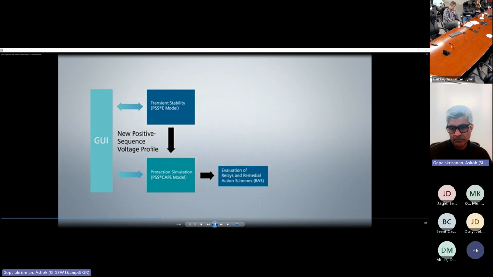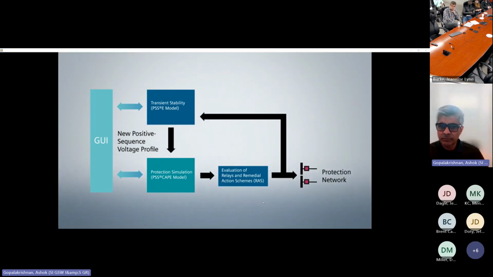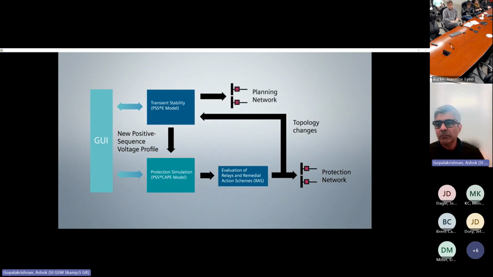The protective relays and the remedial action schemes are evaluated. If there is any protection operation causing breakers to open or close, the corresponding topology changes are transferred to PSSE. PSSE makes the same network changes to ensure the two programs are working on the same system operating condition. Then the simulation will advance by one time step, and the same closed-loop calculations will be performed.